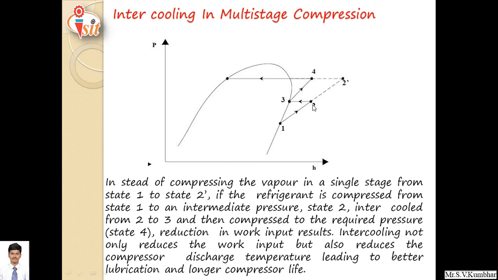intercooled from 2 to 3, and then compressed to the required pressure, resulting in a reduction in work input. It means that instead of compressing 1 to 2 dash directly, first compress the vapors in the first compressor from 1 to 2, then intercooling is used from 2 to 3 at constant pressure, and after 3 to 4 you compress again in a second compressor. The work required will be less as compared to directly compressing vapor from 1 to 2 dash. So this much work can be saved.